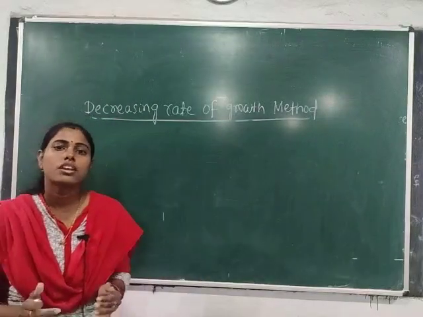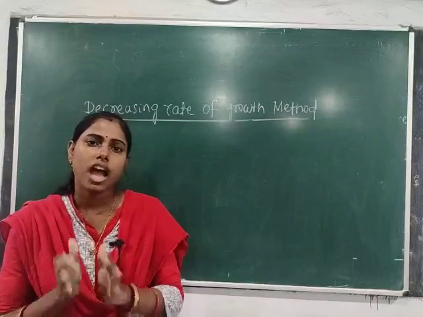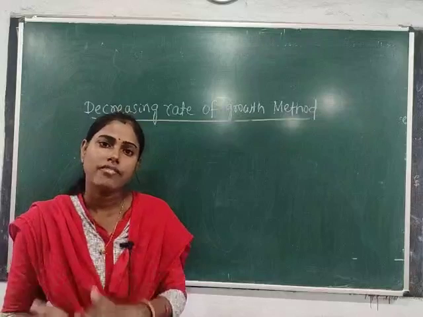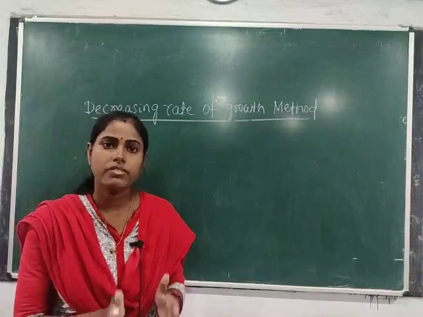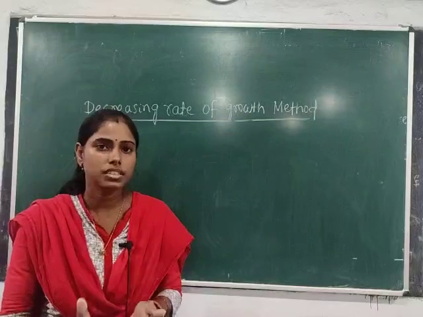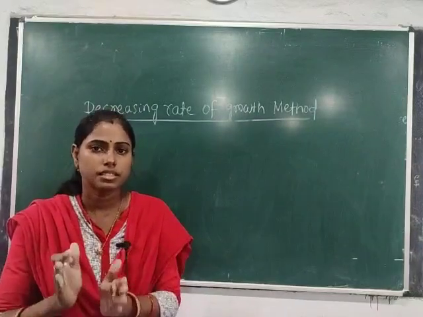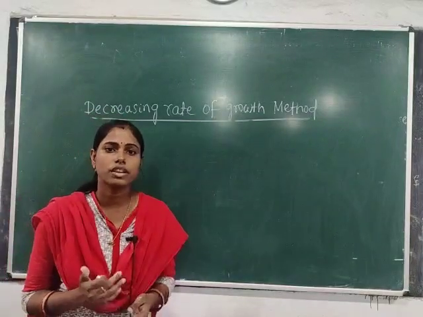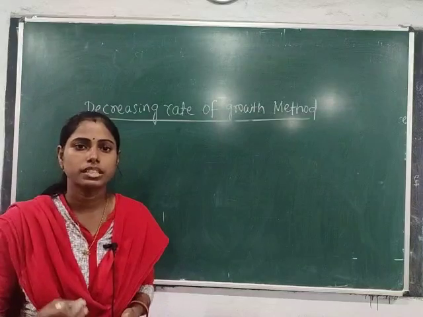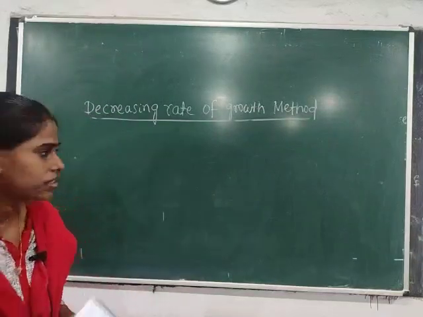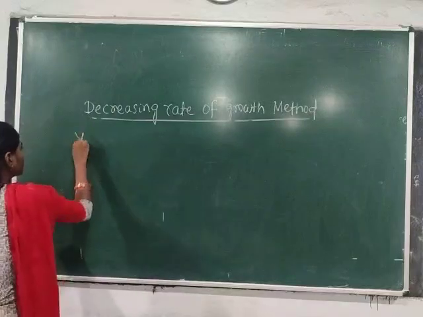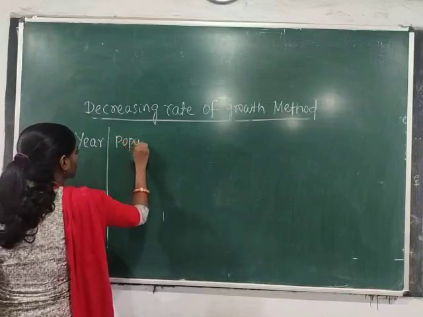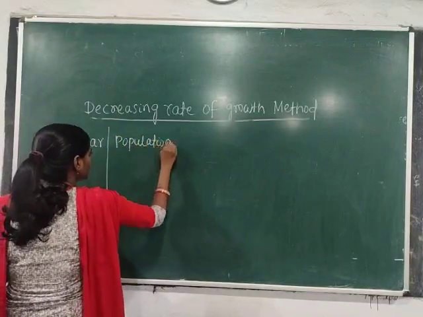In this method we will find out the average decrease in percentage increase, and then that average decrease is to be subtracted from the latest percentage increase for the successive decades. This method will be more clear when we solve one example using it. So, we have population data of different decades.